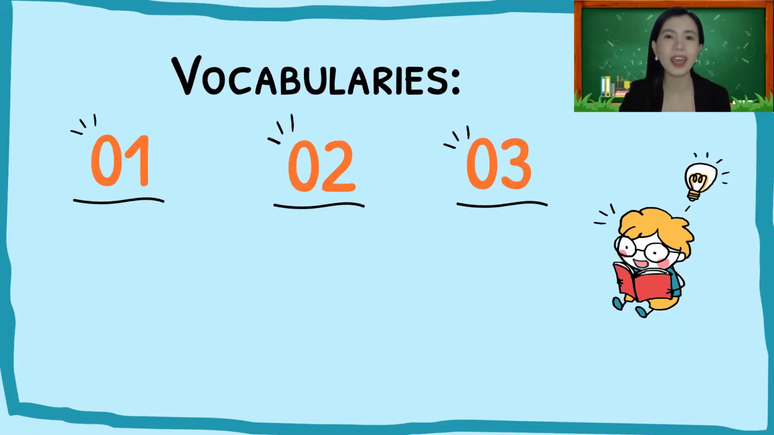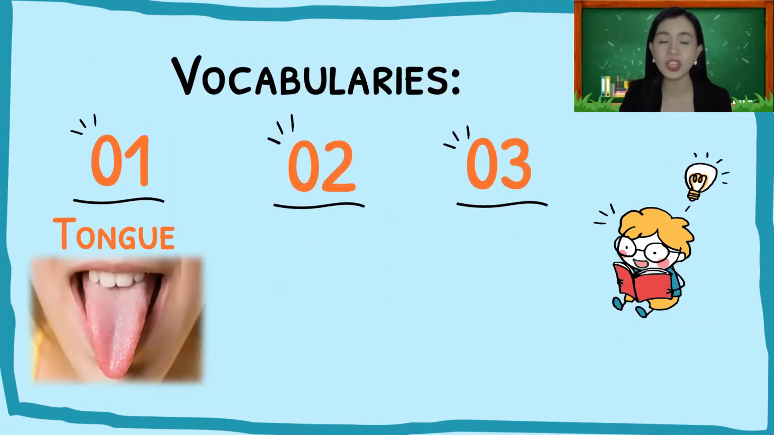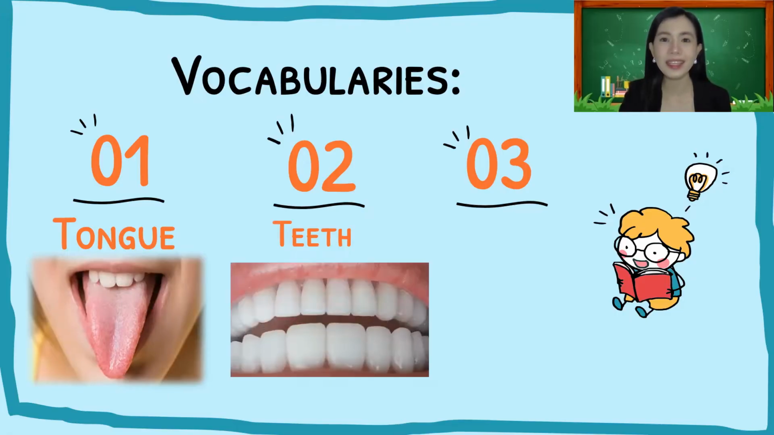Let's start with the word tongue. Tongue. Can you repeat it after me? Tongue. So this is a picture of a tongue. Every human has a tongue. Also, animals have tongue. Next, we have the word teeth. This is a picture of teeth. What is the color of your teeth? It's color white.